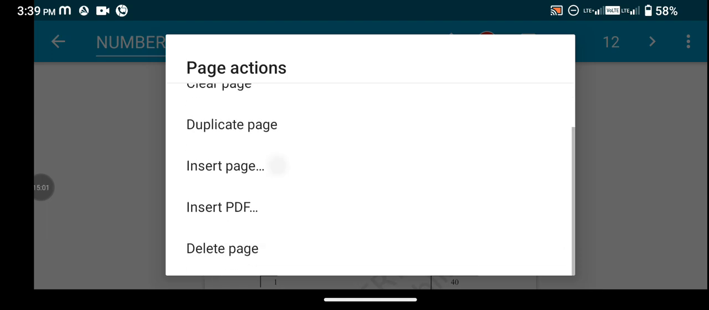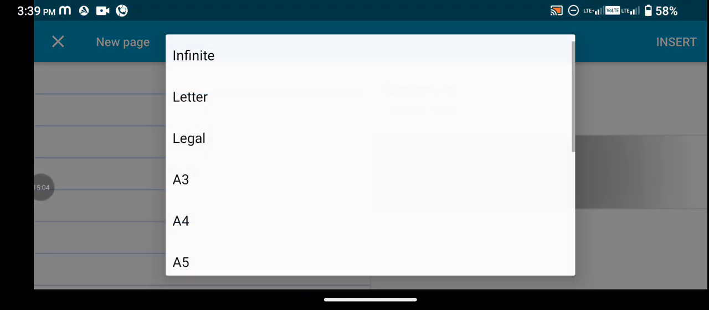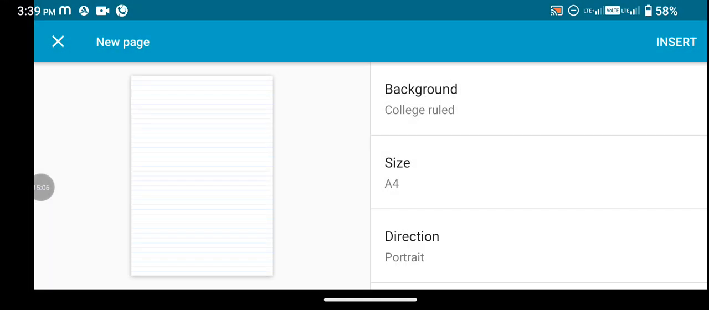Wait, insert page, not infinite, A4 portrait.